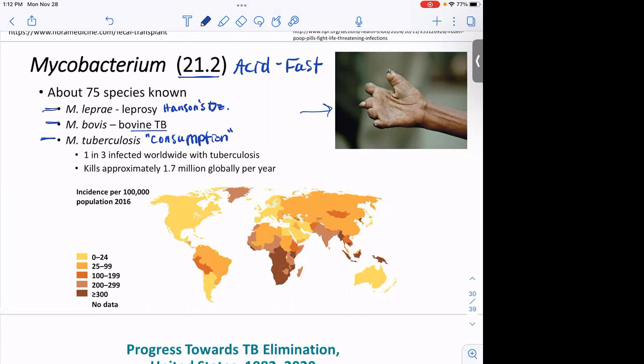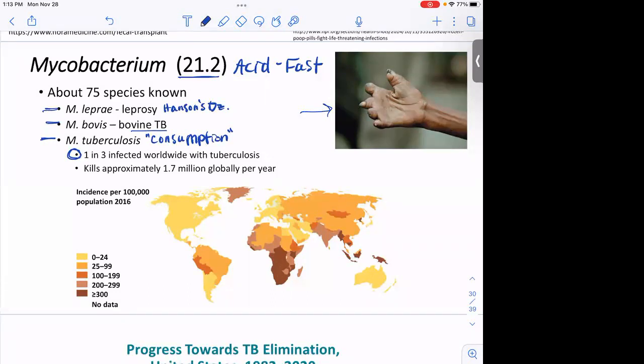And in the US, we don't worry about it so much anymore. There's less than 10,000 cases of this a year in the US, but worldwide, this is an astonishing figure. 1 out of 3 people worldwide have tuberculosis. And that doesn't mean they necessarily have active infectious tuberculosis.